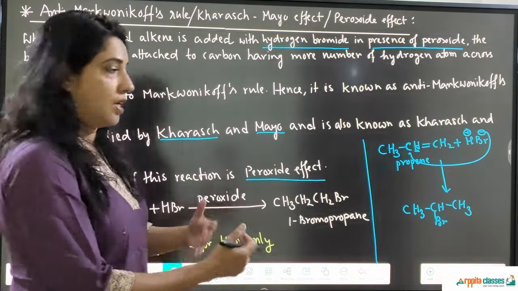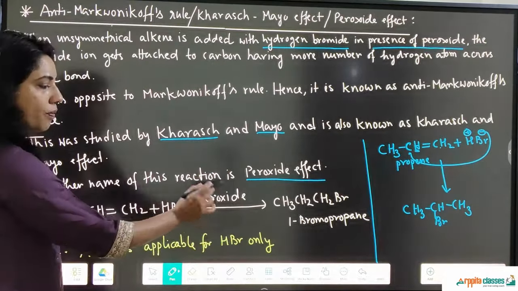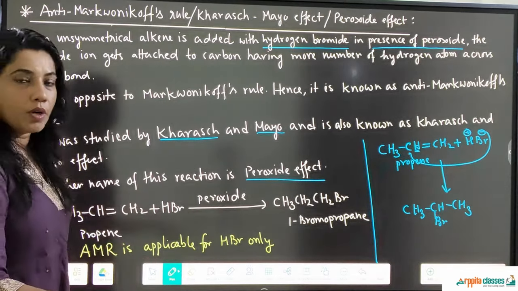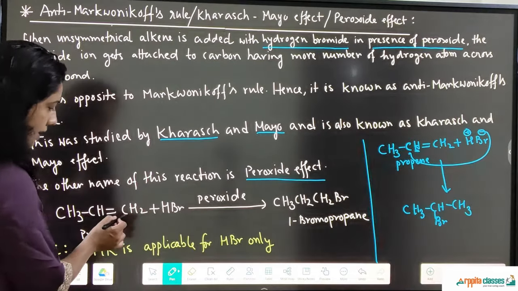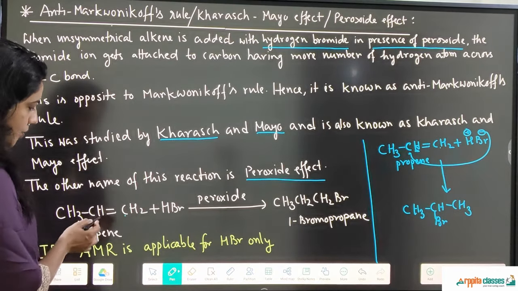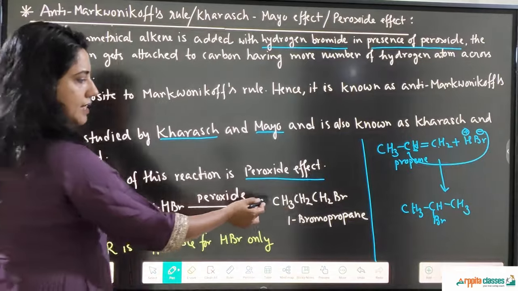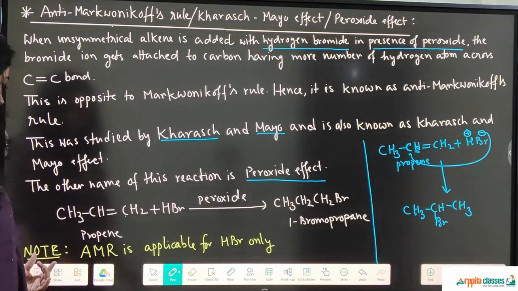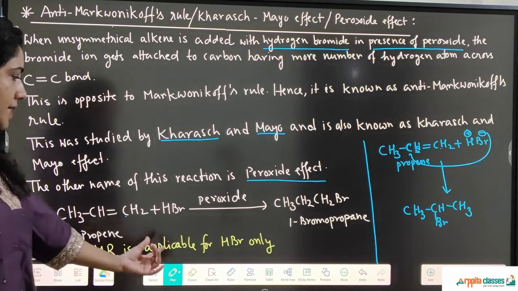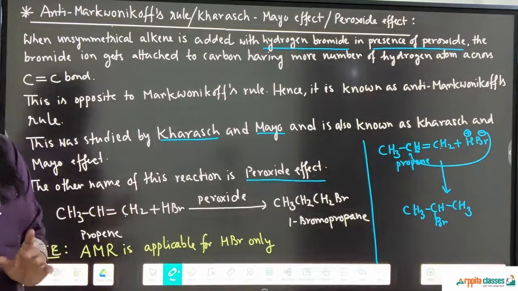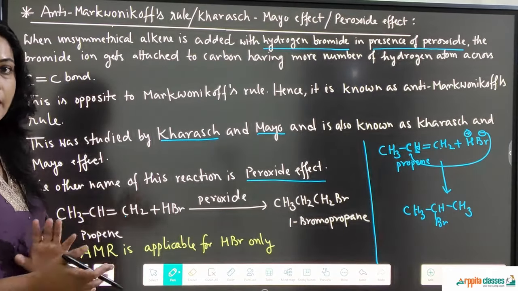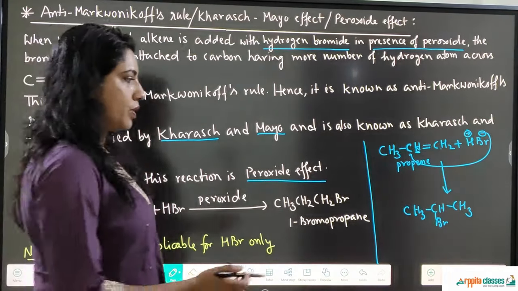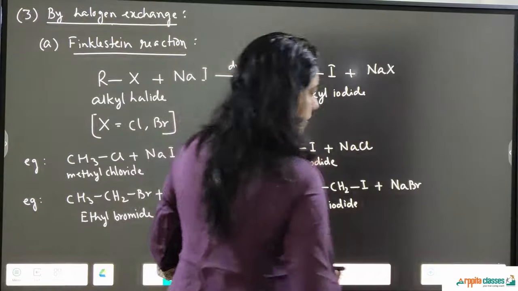But if the same reaction is done in the presence of peroxide, then anti-Markovnikov addition will take place. That means the Br will get attached to this carbon and H will get attached to this carbon. So you will get CH3CH2CH2Br, that is 1-bromopropane. Note that the anti-Markovnikov rule is applicable for HBr only. If you put HCl or HI here, the reaction is not applicable. So it is only applicable for HBr.